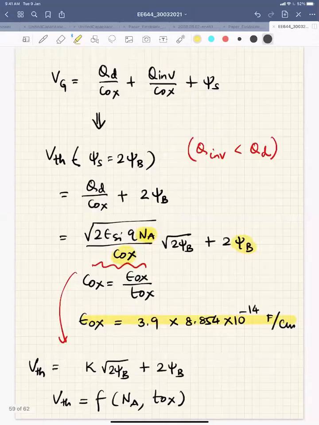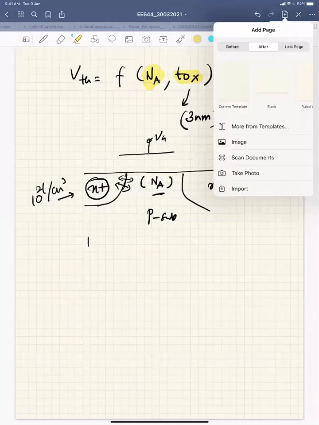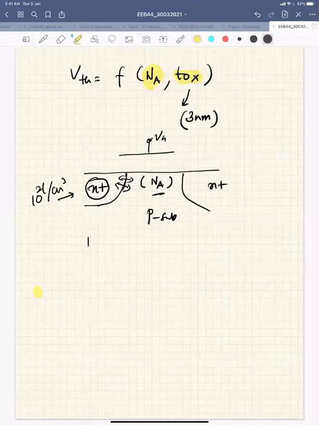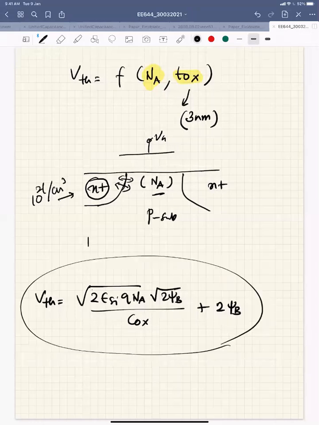Okay, so this is about threshold voltage, but please keep in mind that the equation we have derived, the threshold voltage equal to root over 2 epsilon s i q n a root over 2 psi b divided by Cox plus 2 psi b, is for an ideal transistor. What do you mean by ideal transistor?